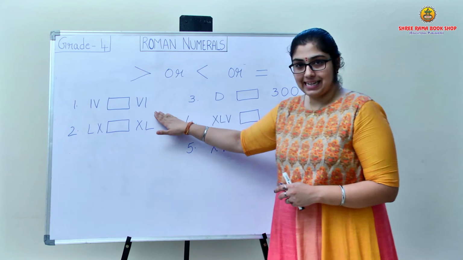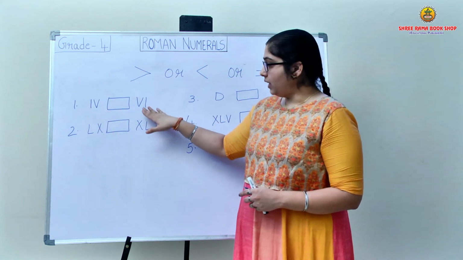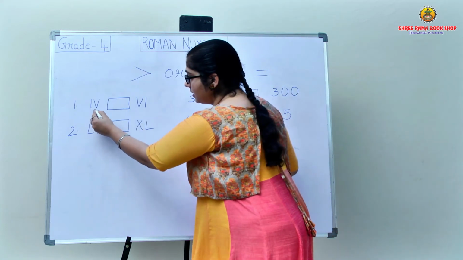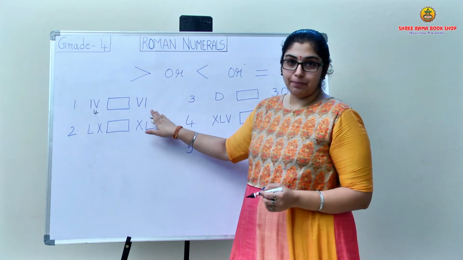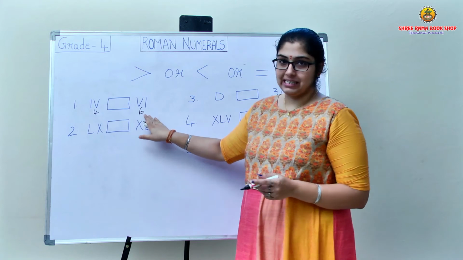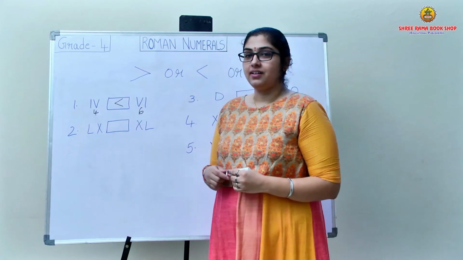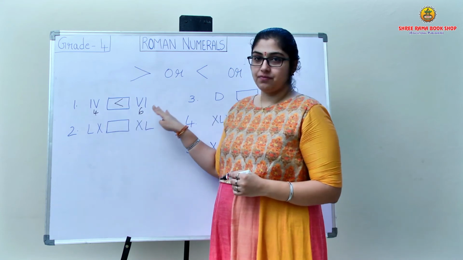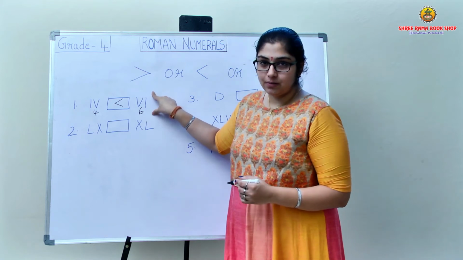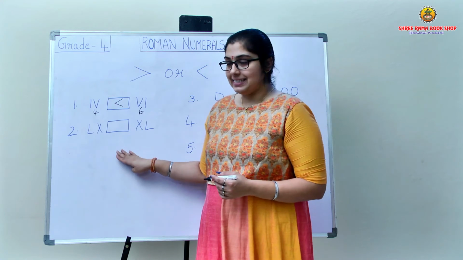The first example is IV and VI. We know that IV represents 4 and VI represents 6. When you compare the numbers 4 and 6, we know that 6 is the greater number. So VI is a greater number when compared to IV.